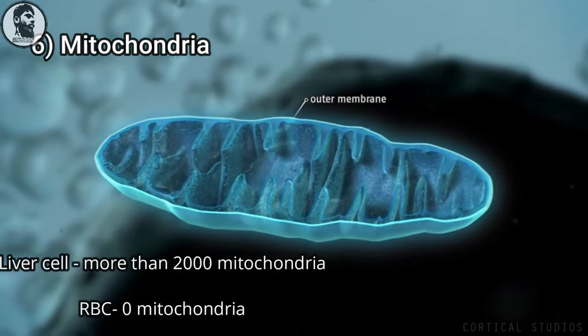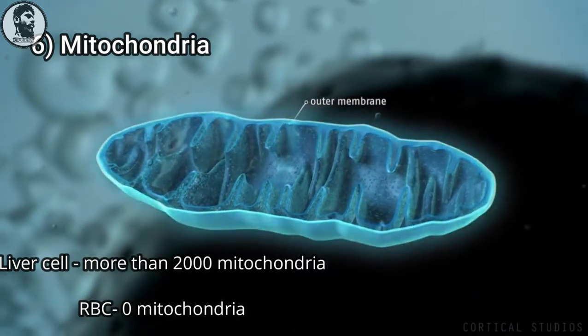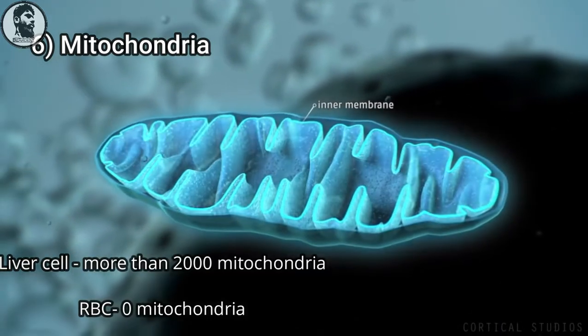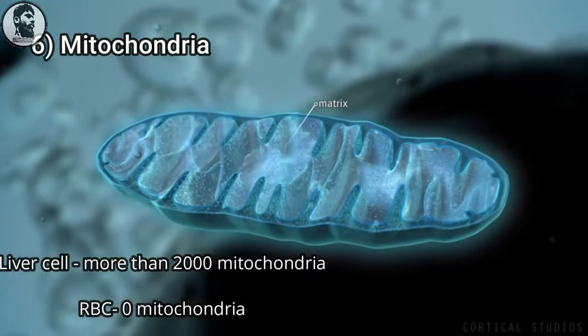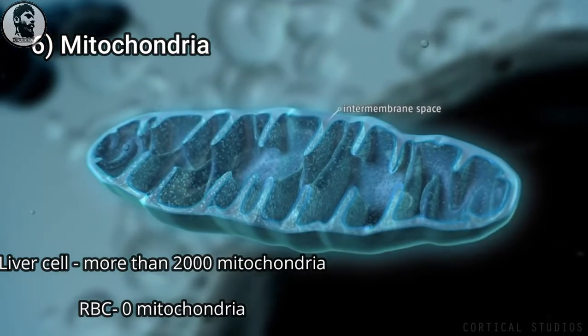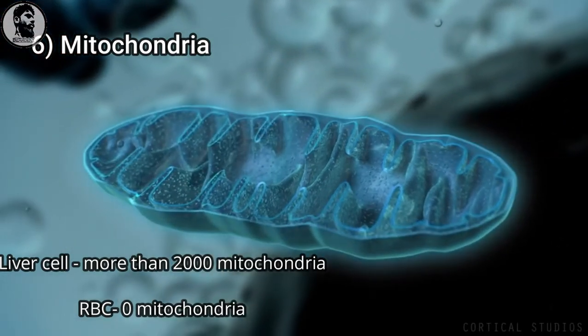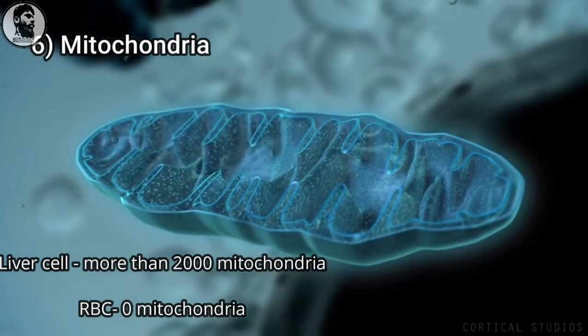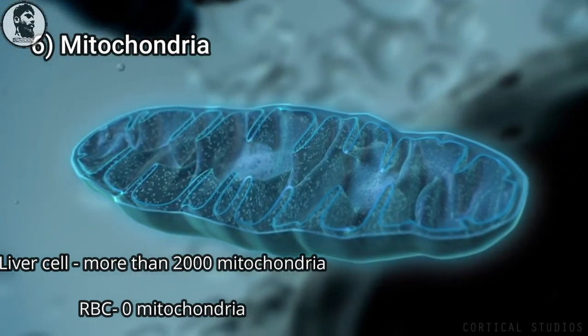For general knowledge, a liver cell contains more than 2000 mitochondria, while RBC, that is red blood cells, do not contain a single mitochondrion because they don't need energy produced by mitochondria.